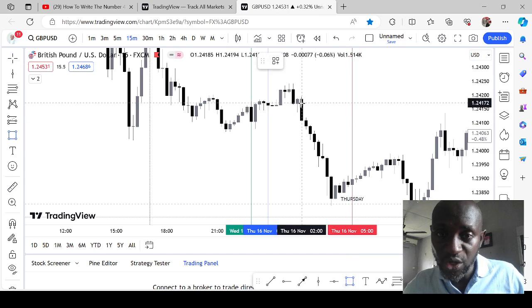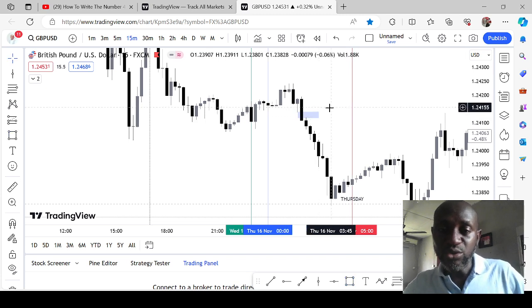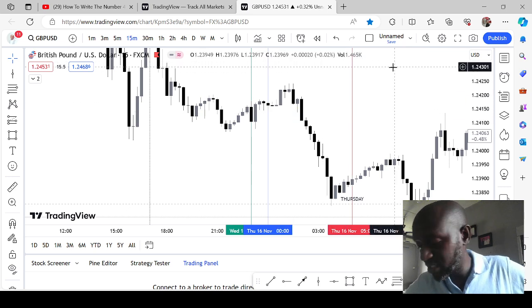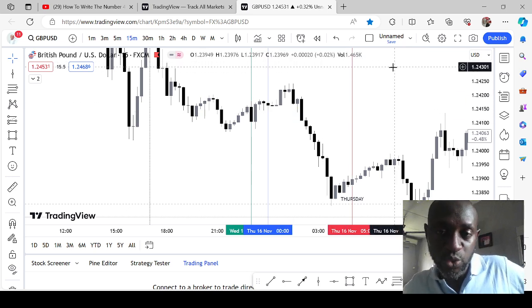Fair value gap is the distance between three candles, the distance in the wicks between three candles. Like now, this is 1, 2, 3. Now from this wick to this wick, this is a fair value gap. So that's all you need to know about fair value gap. I may not go into details in this video because I still have a lot to say and I don't want to waste your time.